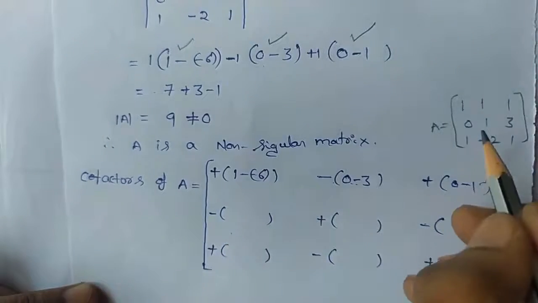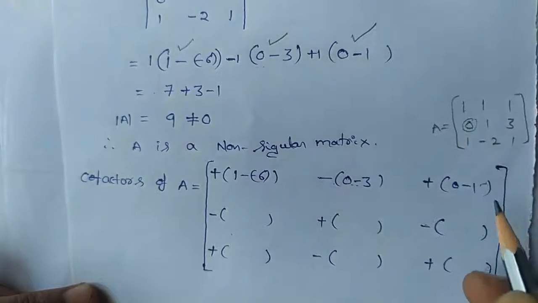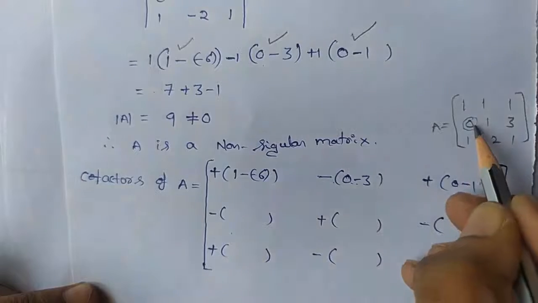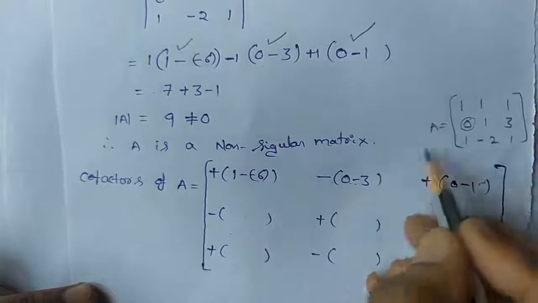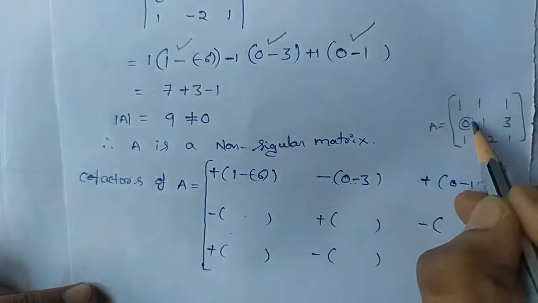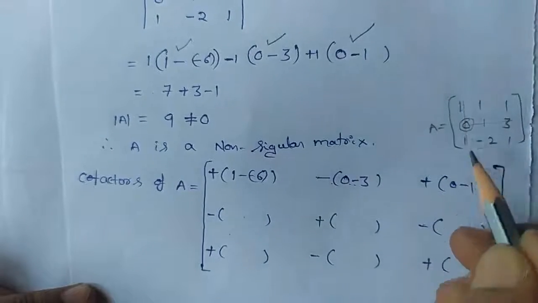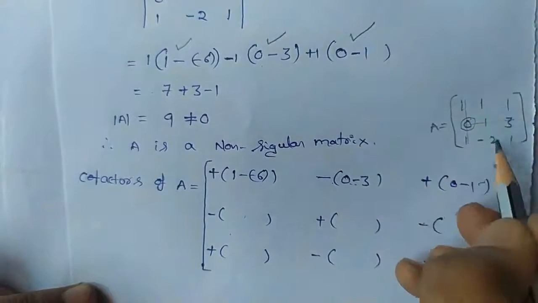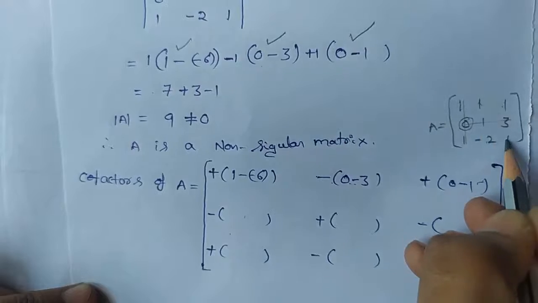We need to find the cofactor of 0. It is that position, right? So for this, we just delete the corresponding row and corresponding column. What we will get: 1, 1; −2, 1. So 1 into 1 is 1.